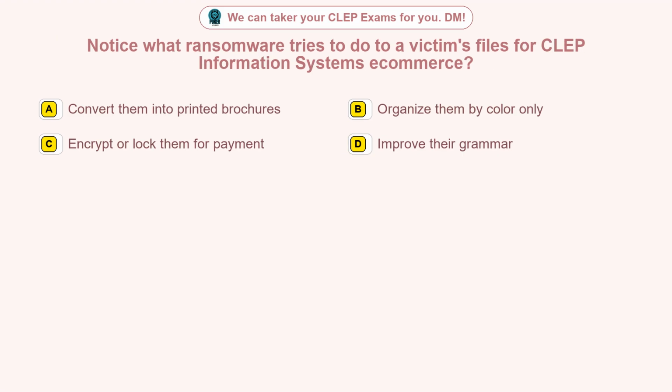Question 42. Notice what ransomware tries to do to a victim's files for CLEP Information Systems Ecommerce. Option A. Convert them into printed brochures. Option B. Organize them by color only. Option C. Encrypt or lock them for payment. Option D. Improve their grammar. The correct answer is option C. Encrypt or lock them for payment.